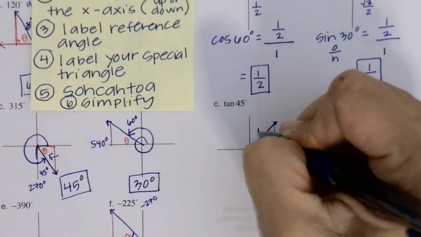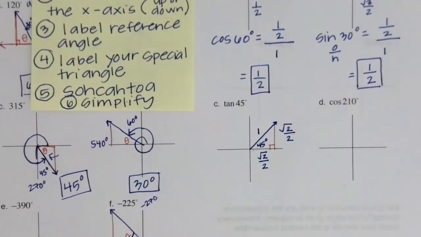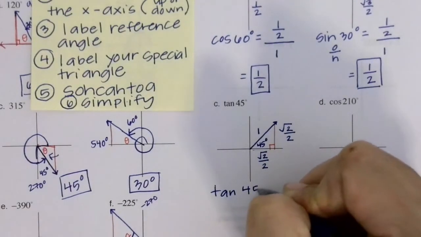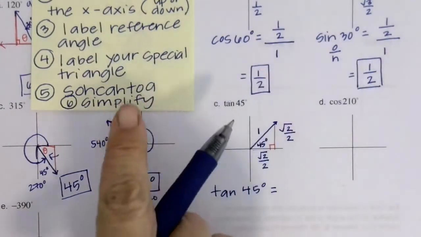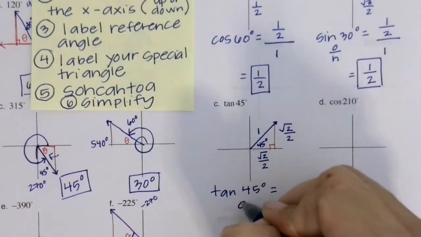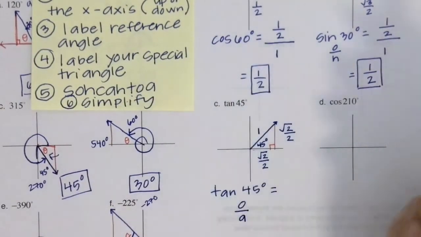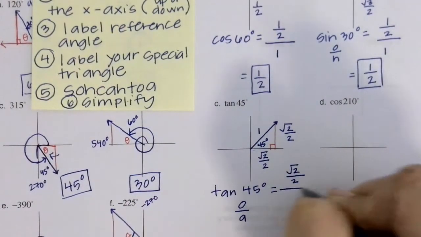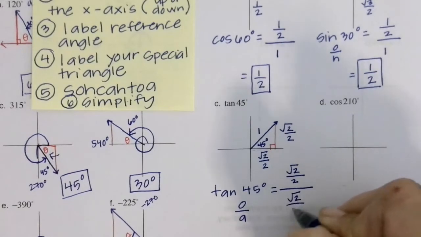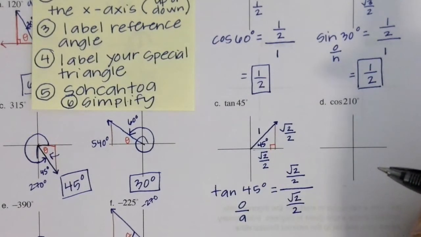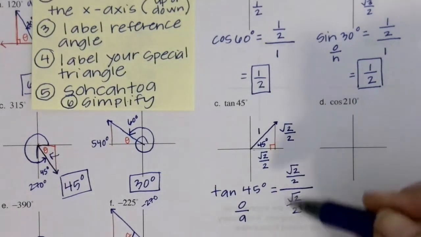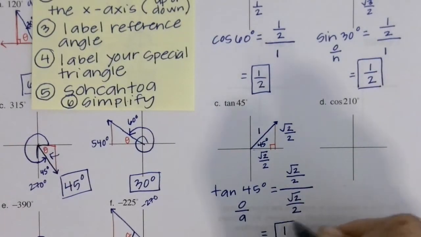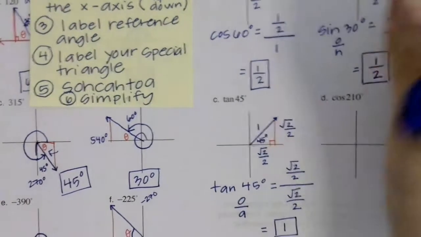And so opposite 45 degrees is always root 2 over 2. Alrighty, so the tangent of 45 degrees is, SOHCAHTOA, so we have opposite over adjacent. So opposite would be root 2 over 2. Adjacent would be root 2 over 2. And we could copy dot flip this, but I think you guys are pretty intelligent and you know that anything divided by itself just equals 1. So the tangent of 45 degrees equals 1.